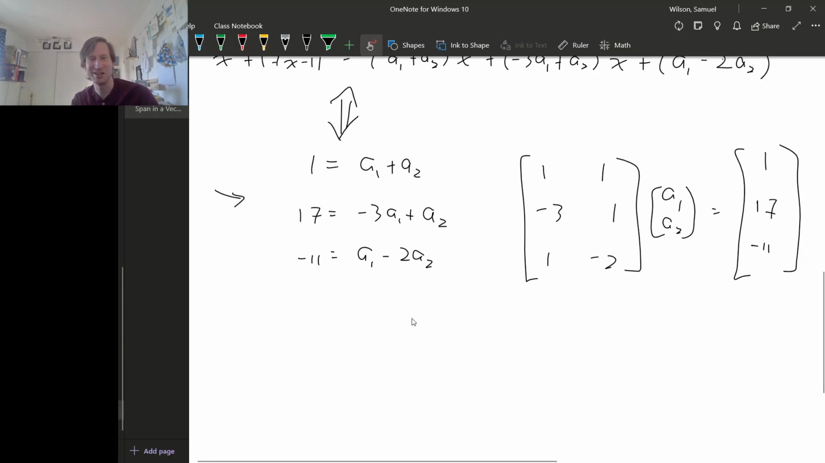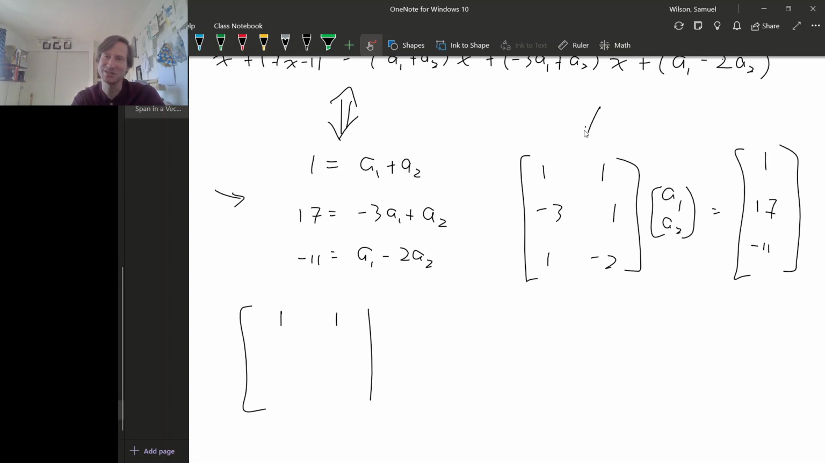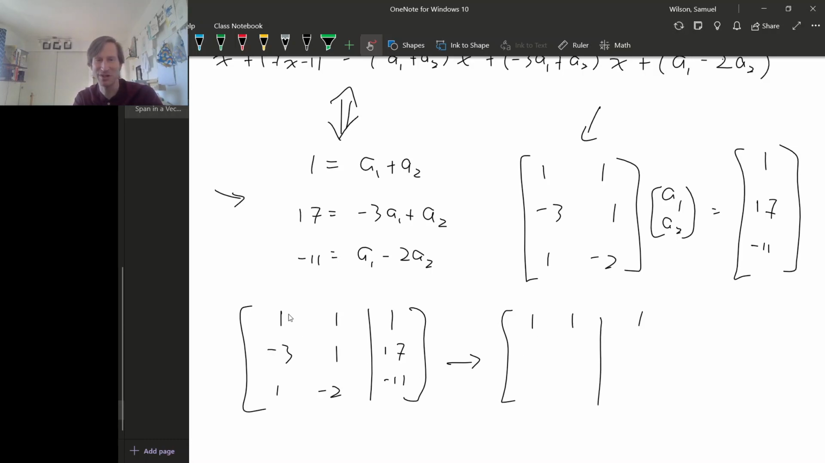And to do this, we do what we always do. Augment the matrix on the left with the vector on the right, like this, and then we can row reduce. So you get to watch me row reduce one more time. So 1, 1, 1, and then add 3 times the first row to the second row. We get 0, 4, 21, I guess. And then subtract the first row from the third row. We get 0, minus 3, minus 12.